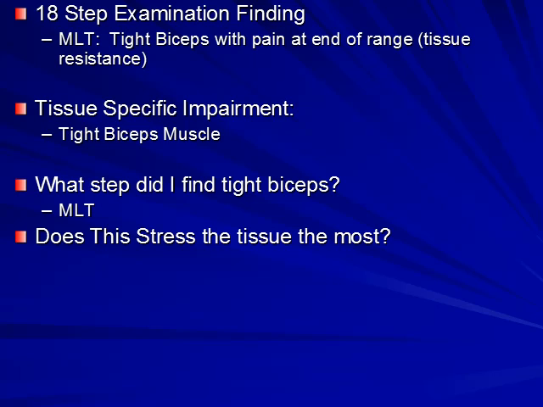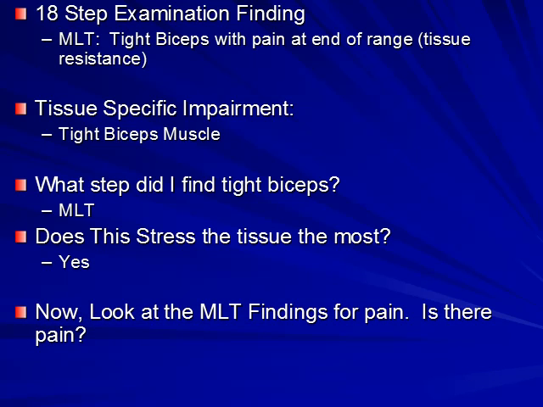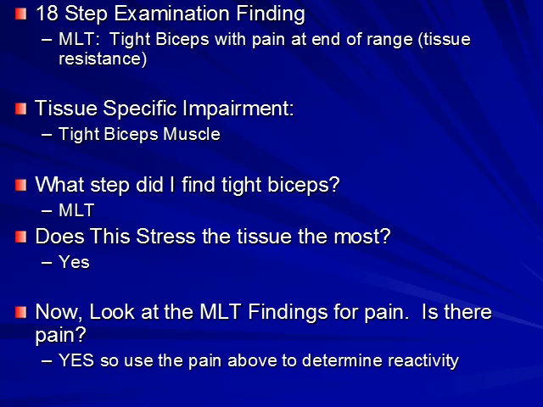Now, does this stress the tissue the most? Well, what tissue is it? It is a muscle. Would an MLT passively stress that tissue the most? Yes, of course it would. So in this case, the MLT is the step I would use. Is there pain? Yeah, there's pain with it. There's pain when I was able to get resistance. Therefore, the reactivity of this tissue is moderate. Pain with ability to reach resistance, or sometimes we'll shorthandedly say pain at resistance.